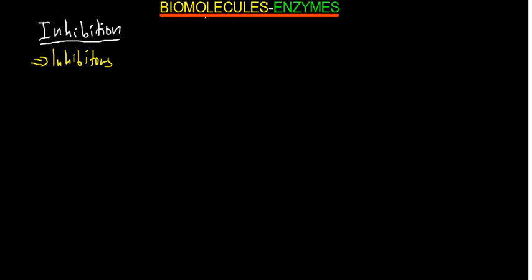So enzyme inhibitors can be reversible or irreversible. Reversible inhibitors can be easily removed from the enzyme under certain conditions, and the inhibition may be competitive or non-competitive. So what basically we are saying is that these inhibitors can either be reversible or non-reversible.